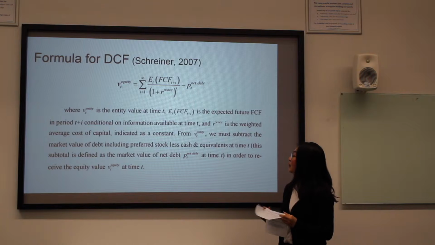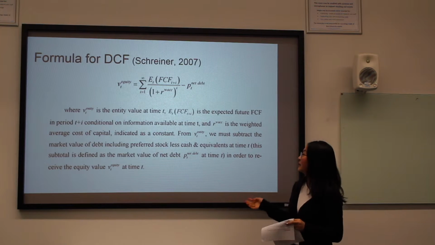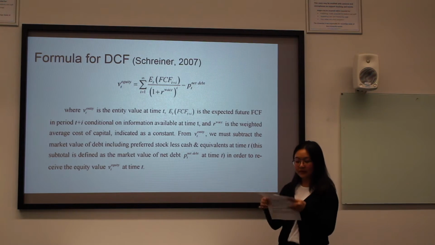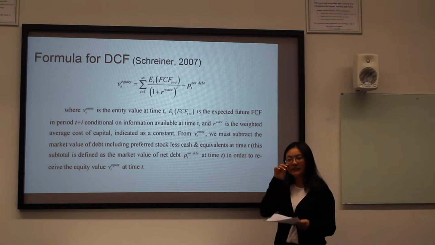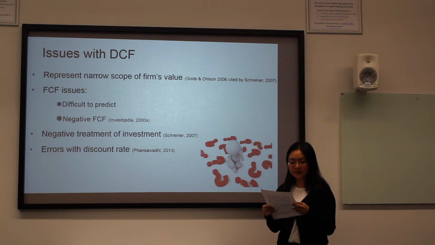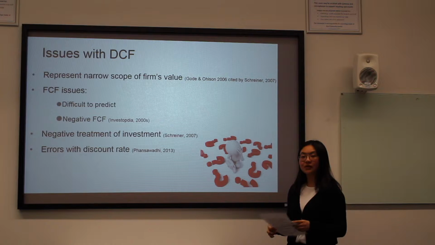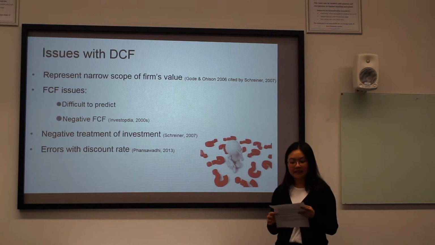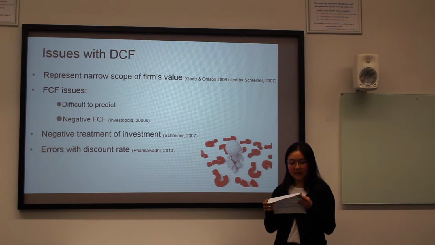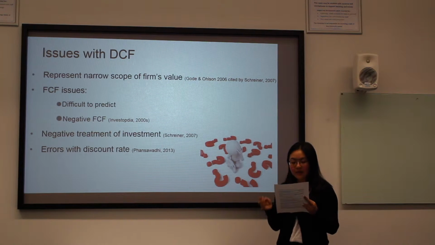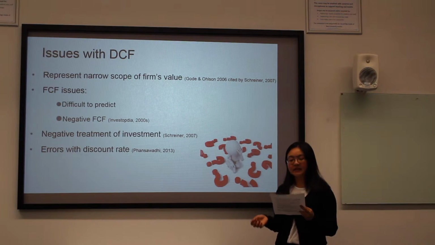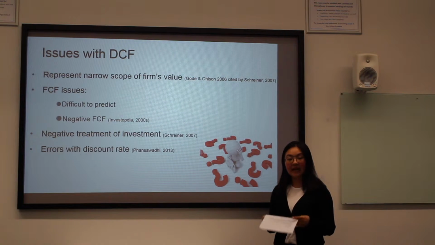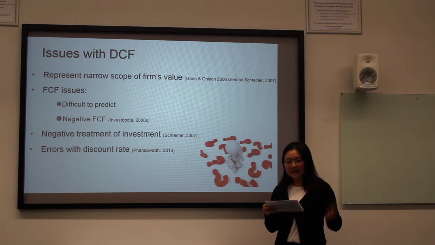Now, next slide will show you the formula for the model, and then I'll discuss some of the issues and limitations of the discounted cash flow model. First of all, the scope of this model is quite narrow because it ignores all the other assets and liabilities. Secondly, there could be a lot of errors due to the difficulties in the measurement of the free cash flow and the discount rate.